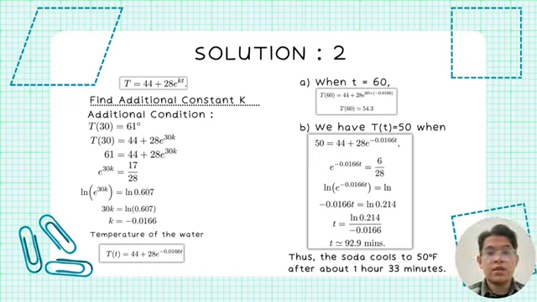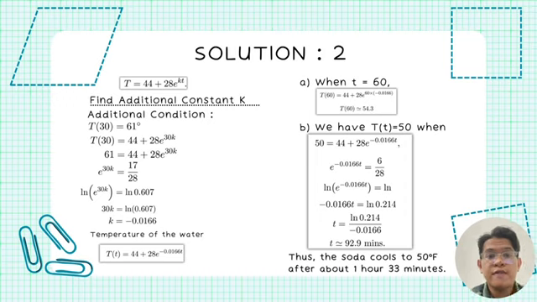So this is a solution for problem statement number 2. First, we need to put the information that we got into the equation. As you can see, T equal to 44 plus 28e^(kt). 44 is the temperature in the refrigerator, while 28 is the C that we calculated. So we need to find k. This is the additional condition provided in the statement: T30, which is 30 minutes, the soda cooled to 61 degrees.